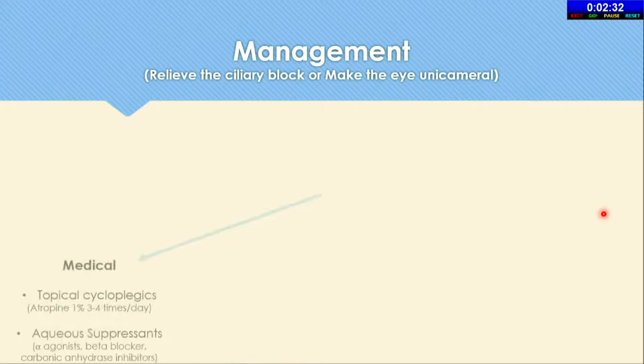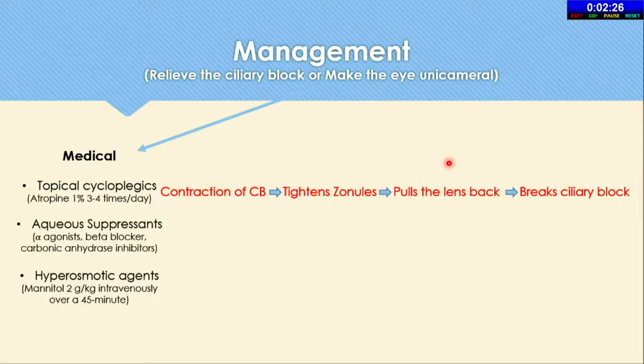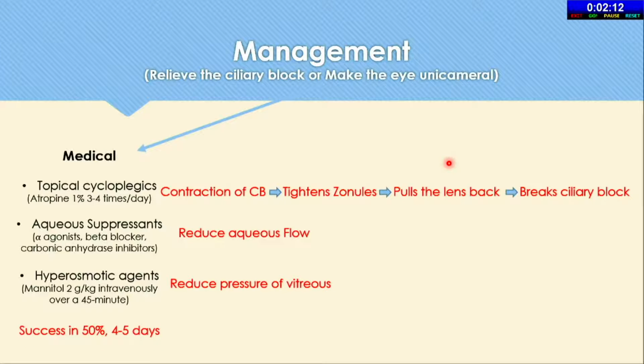So how do we manage this? The two main things that we must take note of are that we should either relieve the ciliary block, or try to make the eye unicameral and relieve that pressure differential. So we can first try medical therapy. The mainstay is topical cycloplegics. This acts by contracting the ciliary body, tightening the zonules, pulling the lens back in an attempt to break the ciliary block. Adjuvantly, we give aqueous suppressants to reduce the aqueous flow, and hyperosmotic agents to reduce the pressure of the vitreous. However, the success is only there in 50% of the patients.